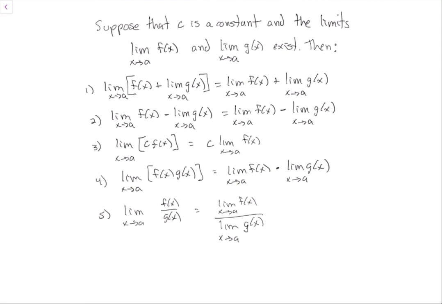The second one really says the same thing. The limit of a difference is the difference of the limits. Number 3 says the limit of a constant times a function is the constant times the limit of the function. It's sometimes called the constant rule. We can in essence pull the constant out of the limit operator and then multiply it back on at the end of the limit process. Number 4 says the limit of a product is the product of the individual limits, and similarly for number 5, the limit of a quotient is the quotient of the limits.